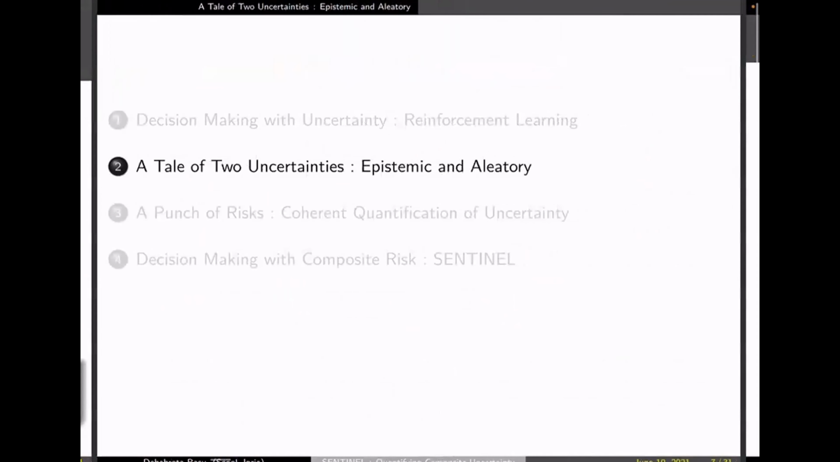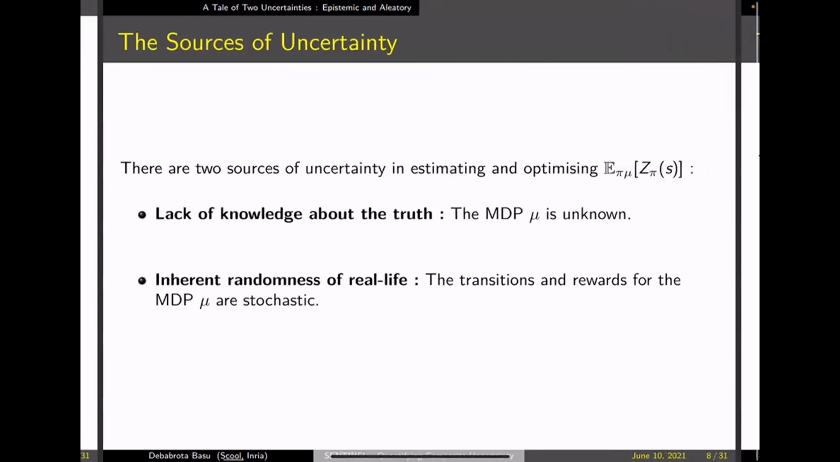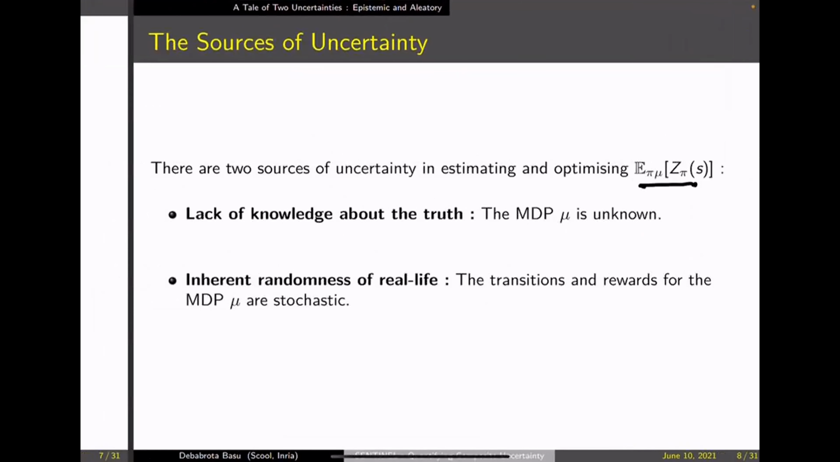As we have already said, we want to quantify uncertainties, so first we want to look into the sources of uncertainty, where these uncertainties come from. There are 2 sources, and we'll talk about how they interact. If we look again at what we wanted to optimize, this expectation over return, it depends on 2 things. One is this MDP, another one is this policy. Now, this MDP is unknown.